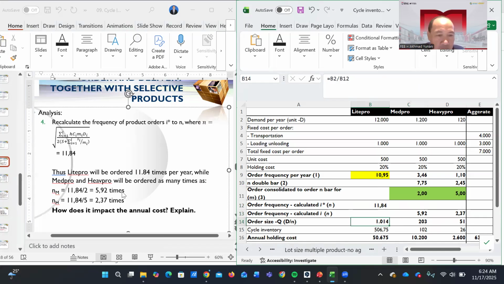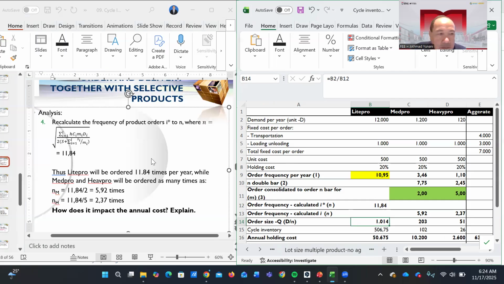So, next, here the Light Pro will be ordered 11.84 times per year, while Med Pro will be ordered 6 times, and HiFi Pro 3 times.